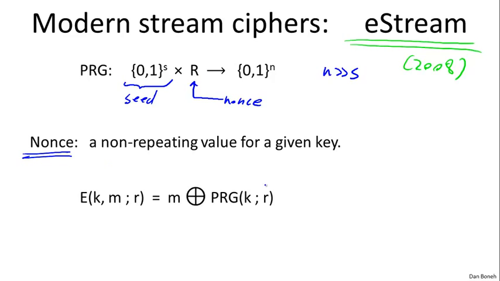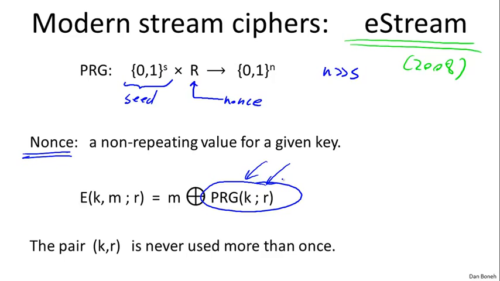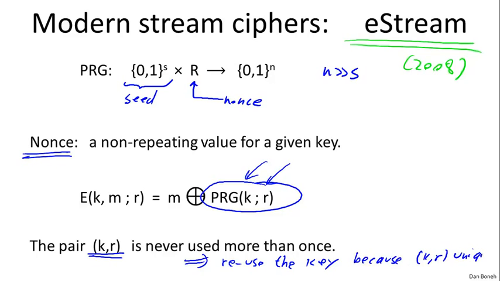And so, once you have this PRG, you get a stream cipher just as before, except now the PRG takes as input both the key and the nonce. The property of the nonce is that the pair k comma r, the key and the nonce, never repeats. It's never used more than once. So the bottom line is that you can reuse the key, because the nonce makes the pair unique. This nonce is a cute trick that saves us the trouble of moving to a new key every time.